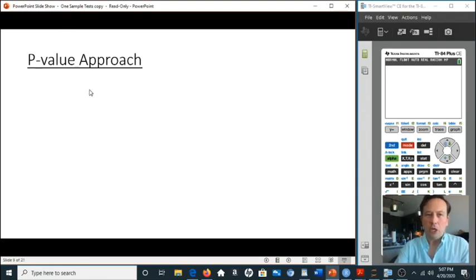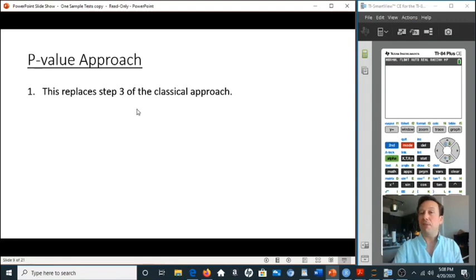All right, so two slides ago, I set up for you the 5 steps of hypothesis testing using what's called the classical approach. There's also a second approach, which is a little more popular than the classical approach: the p-value approach. The p-value approach is pretty much the same as the classical approach with one difference, and that's replacing step 3 of the classical approach. Step 3 was to find a test statistic. Here we're going to be finding the p-value of our test statistic. So you either find the test statistic or you find its p-value.